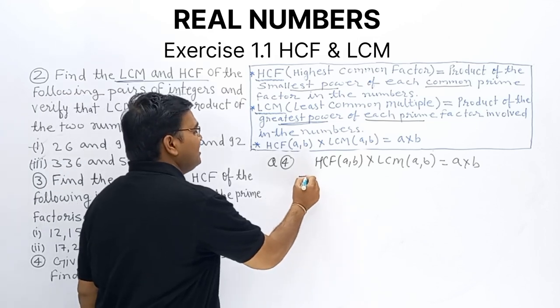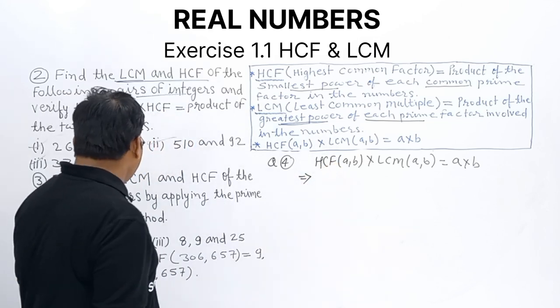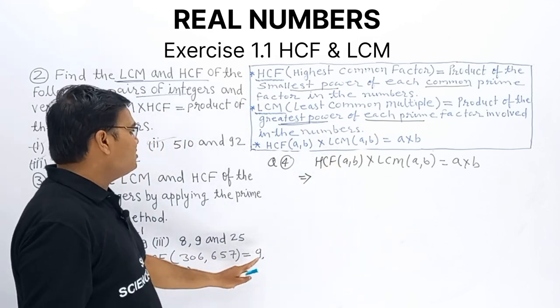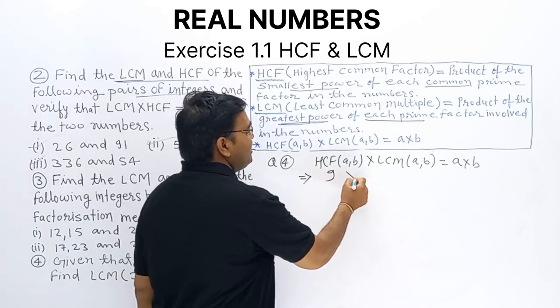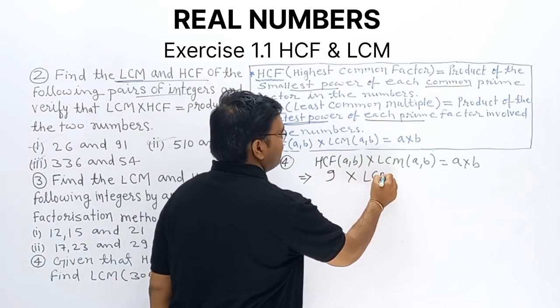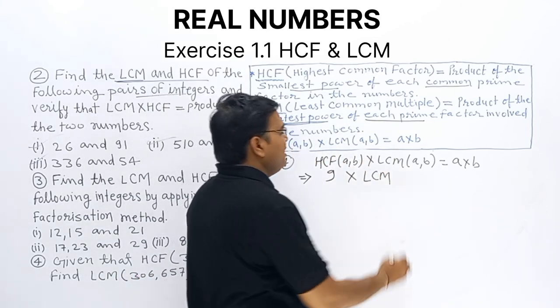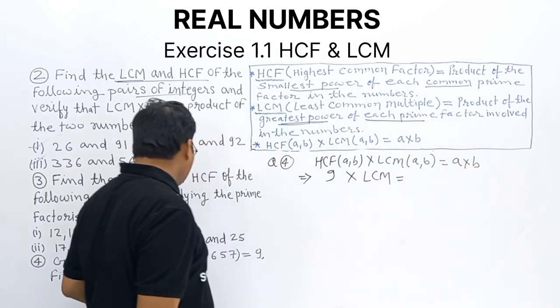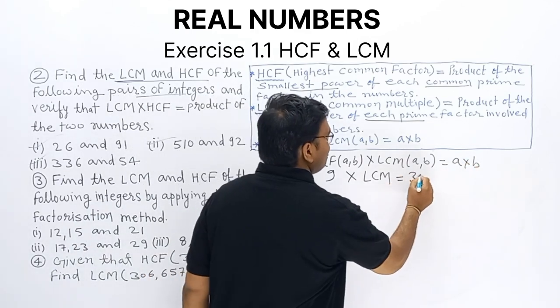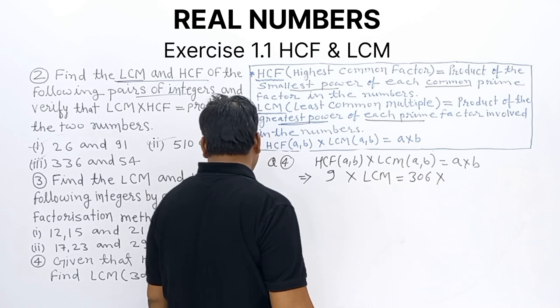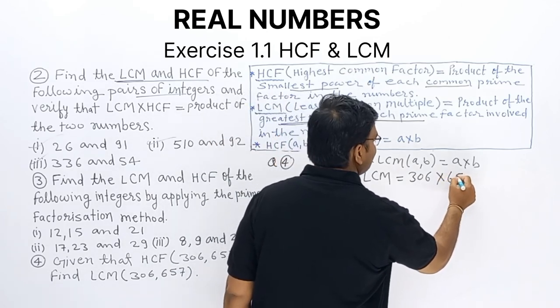So what is the HCF of the 2 numbers? HCF of the 2 numbers is 9. LCM of the 2 numbers we want. So put it as it is. Equal to the 2 numbers. 2 numbers are 306 into 657.